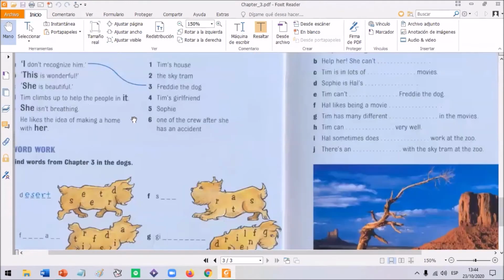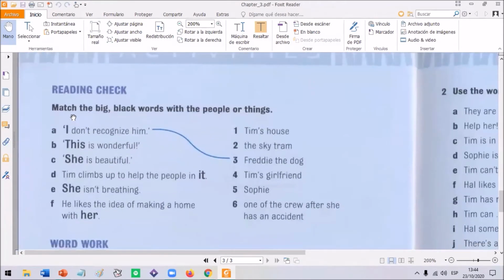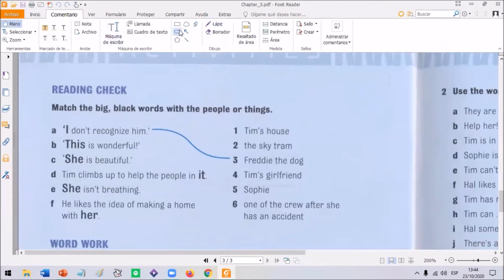You can take your green pen. Look at the first activity. Match the big black words with the people or things. For example, I don't recognize him. This word, I, the personal pronoun, is about Freddy the dog. Freddy is the one who doesn't recognize Tim.